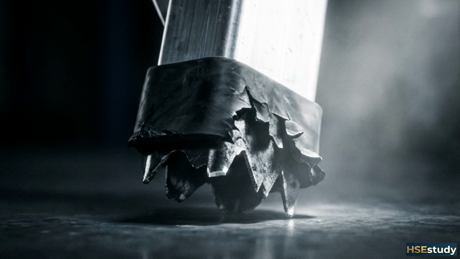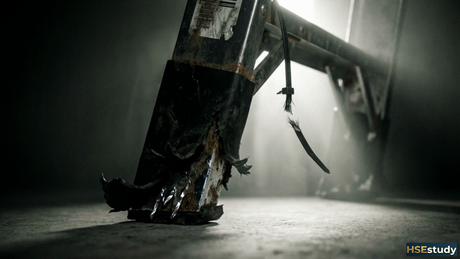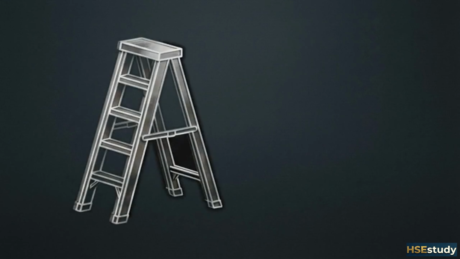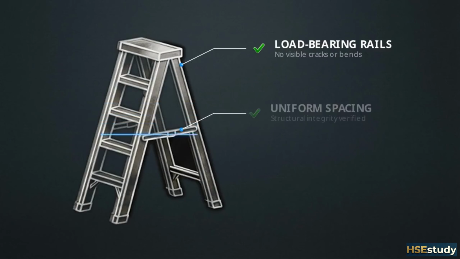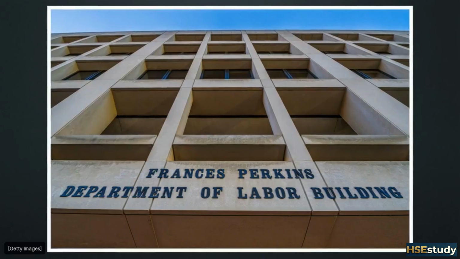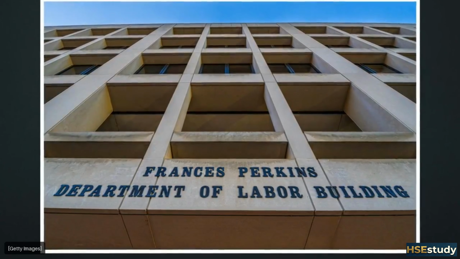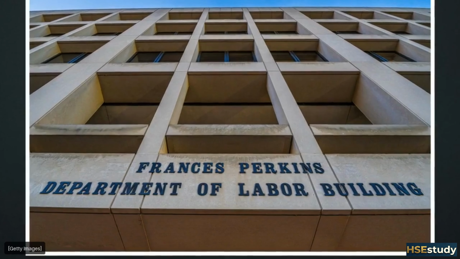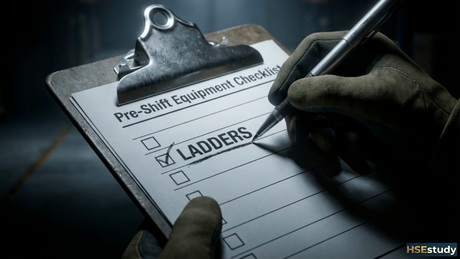The first failure is found at the point of contact. The ladder is missing its inspection tag, and the rubber foot is visibly worn down to the metal. This is a systemic maintenance failure. It violates OSHA standard 29 CFR 1926.1053, which dictates the strict structural and usage requirements for all ladders. OSHA is the Occupational Safety and Health Administration, the federal agency that sets and enforces workplace safety standards. The fix here is a mandatory pre-shift checklist.